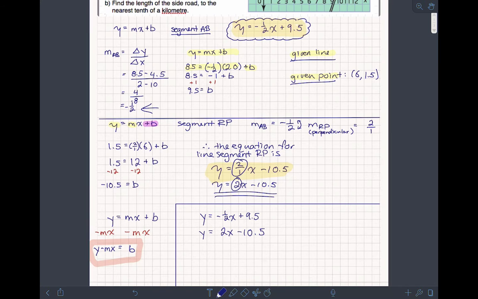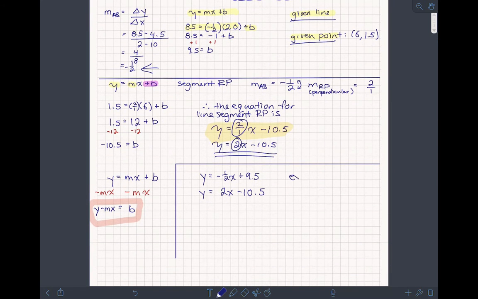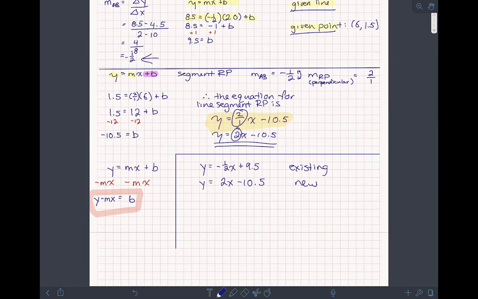Okay, so we've got these two equations representing the new road and the existing road. This is the existing, and this is the new. How do we find where they meet on the Cartesian plane? Well, we use a process called substitution. We notice that we've got y, and what we're going to do is replace y in this equation here with what y is equal to in the second equation.